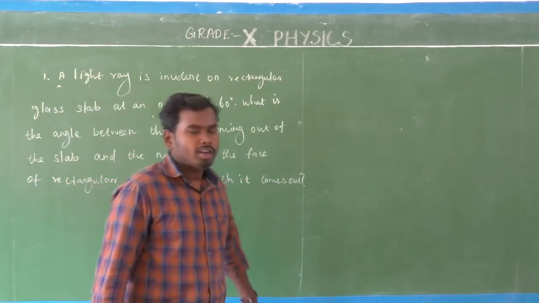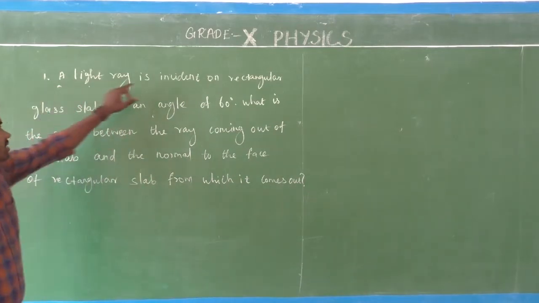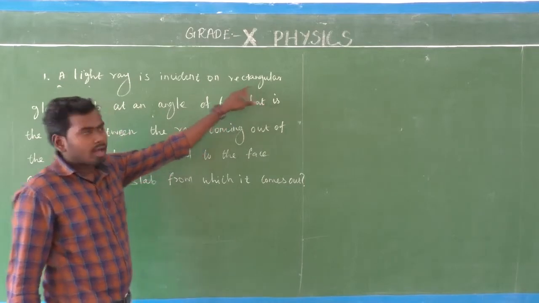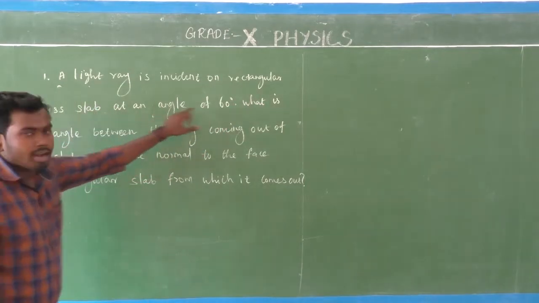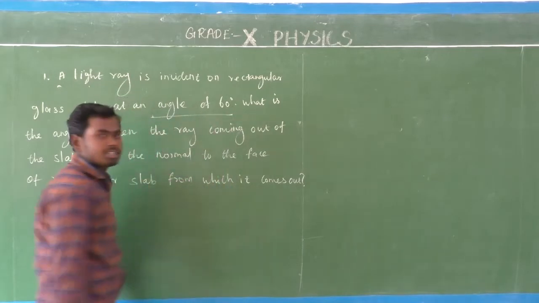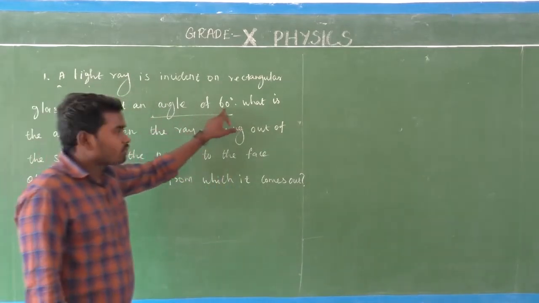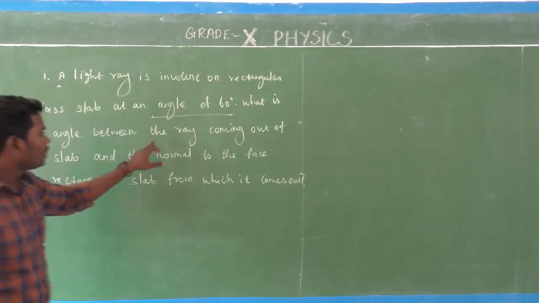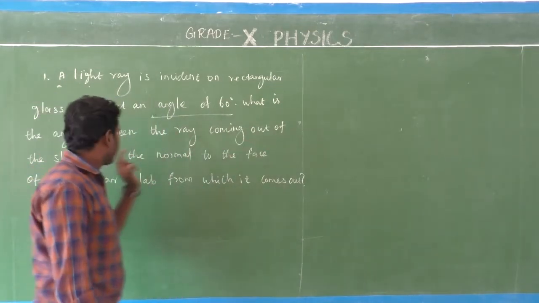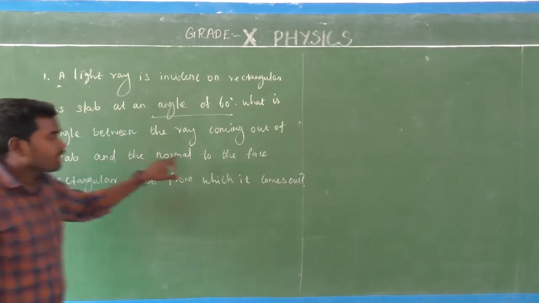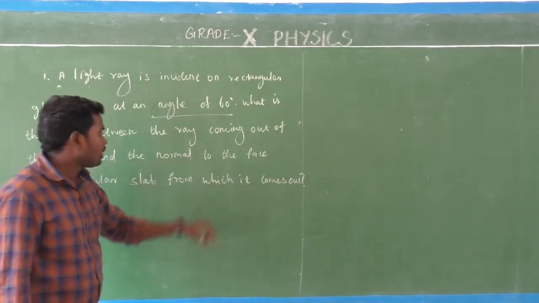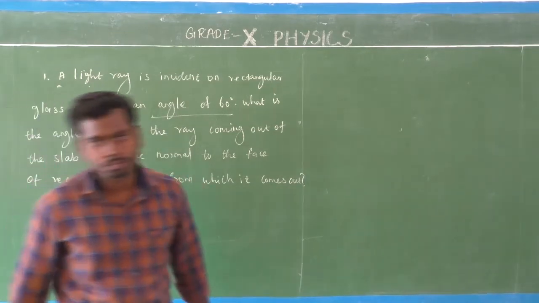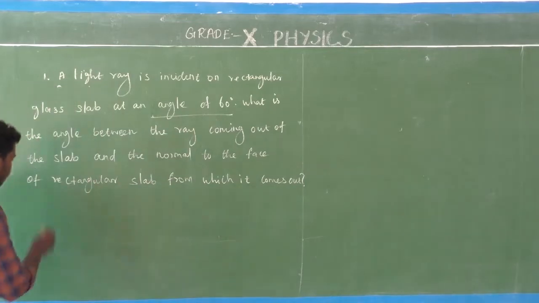So look at here. What is the question? A light ray is incident on a rectangular glass slab at an angle of 60 degree. What is the angle between the ray coming out of the slab and the normal to the face of the rectangular slab from which it comes out? Okay. Solution.